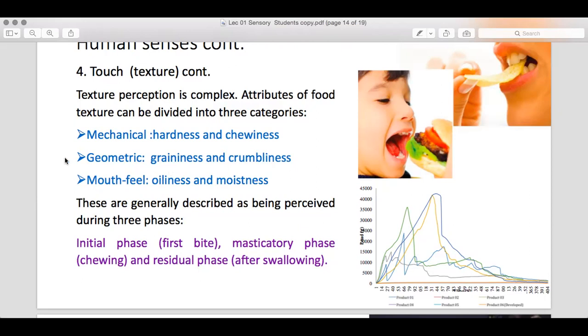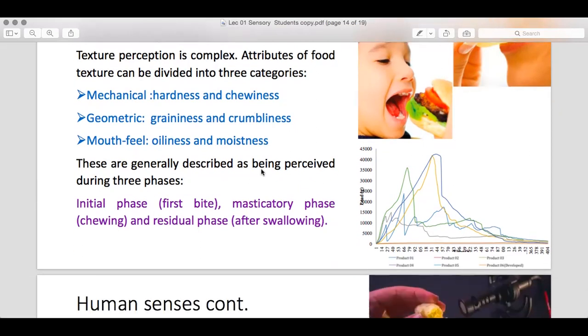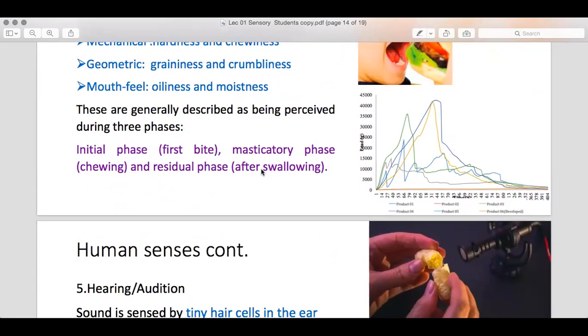Then what happens when it is fried, then you can feel the texture. It is a little difficult to crush it, right? So likewise, we can sense its mechanical, geometric, and mouthfeel properties by using texture. And there are some modern equipments, texture profile analyzers, to analyze the texture scientifically.